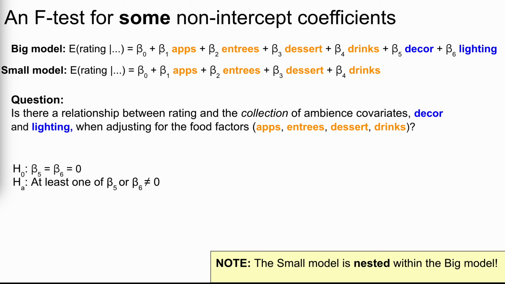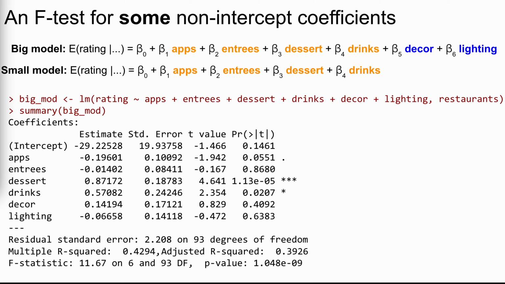In mathematical notation, we want to test the null hypothesis that the decor and lighting coefficients are both equal to 0 versus the alternative that at least one of the coefficients is non-zero. In fact, just as when we tested the full collection of model coefficients, we can evaluate these hypotheses using an f-test. But there's a but. When we fit the big model here, the summary output only includes t-tests for the individual coefficients and an f-test for all coefficients. Nothing here tells us about the subset of ambiance coefficients combined.